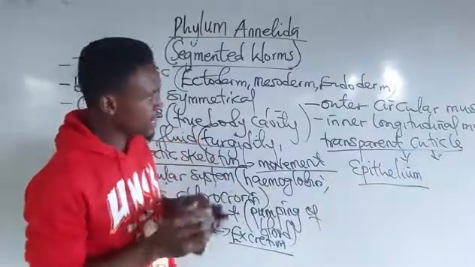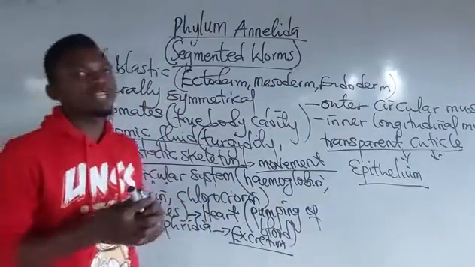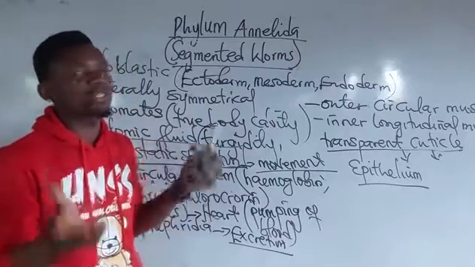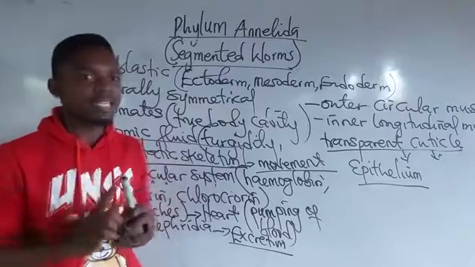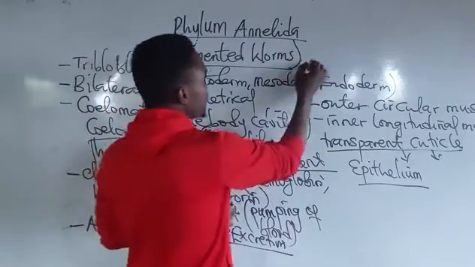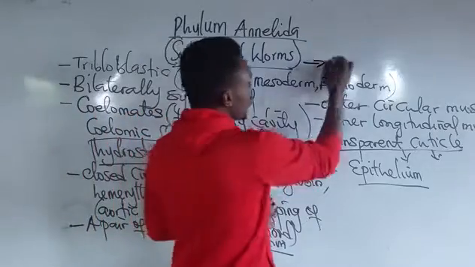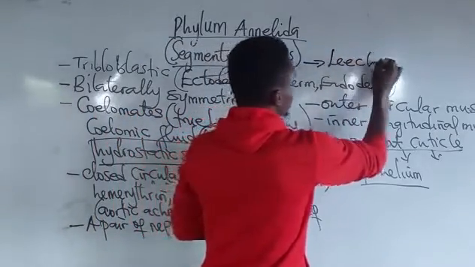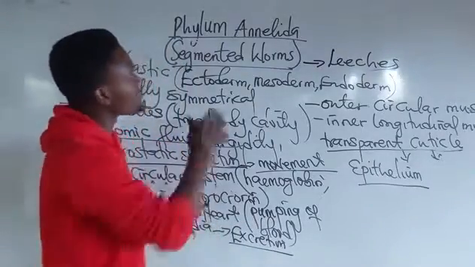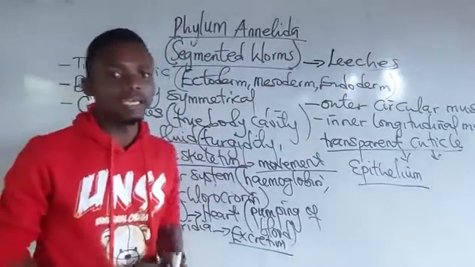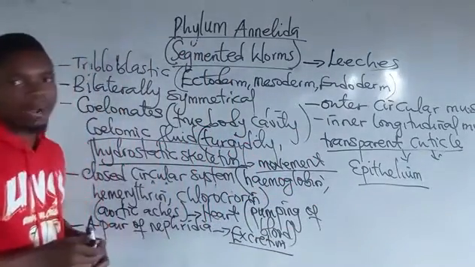So that is how it is. Now, this phylum is made up of organisms that are mostly free living, except one. The parasitic form of Phylum Annelida is called the leech. Plural, leeches. Leeches are highly parasitic.